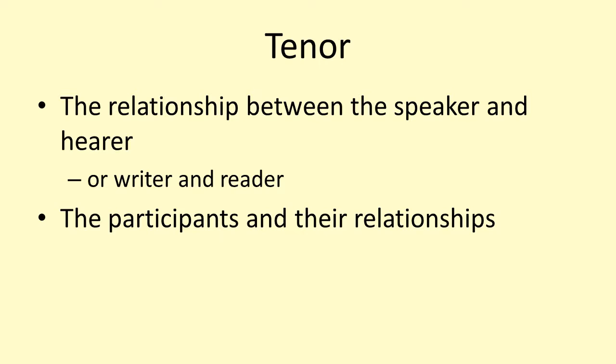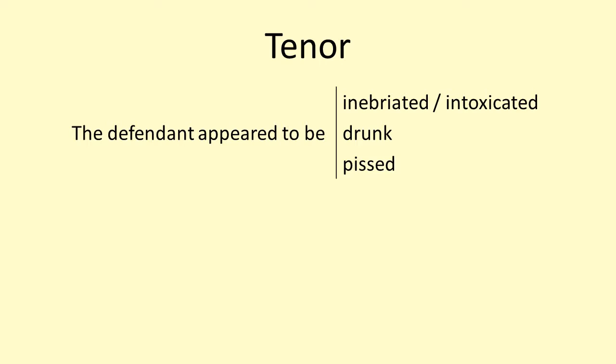For example, supposing a policeman is giving evidence in court. He might say, "The defendant appeared to be drunk." Drunk means that the defendant had consumed too much alcohol. Alternatively, the policeman might say, "The defendant appeared to be inebriated." Inebriated also means that the defendant had consumed too much alcohol. Both drunk and inebriated refer to the same state of affairs. In other words, they have the same referential meaning.